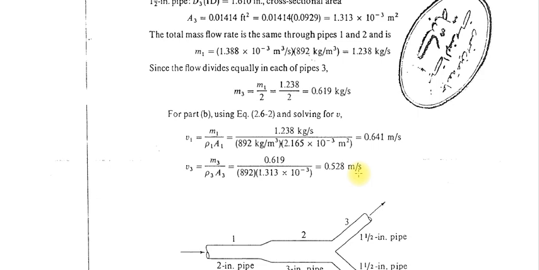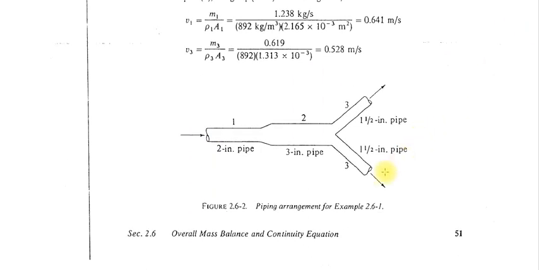So generally macroscopic material balance is used when you want to calculate the input and output flow rate for the overall system. Here the velocities are the average velocity. This is not a local velocity. When you are doing the microscopic balance, you can calculate the velocity at a local point using the equation of motion or Navier-Stokes equation. But here you are calculating the average velocity at this point, at this point, and at this point.